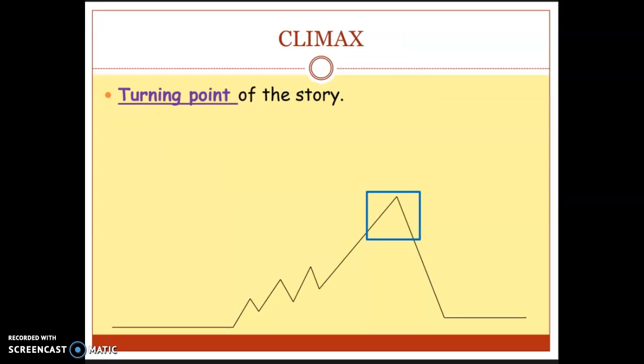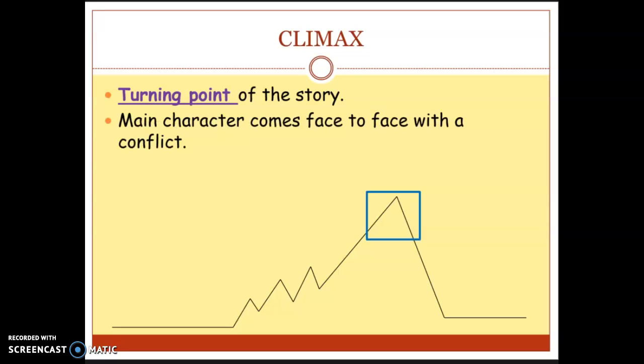The climax is the turning point of the story. Some people say it's the most intense part of the story. This is where the main character or characters come face to face with their conflict. Our main character will change in some way. It may be real subtle, but they typically change in some way from where they were at the very beginning of the story.